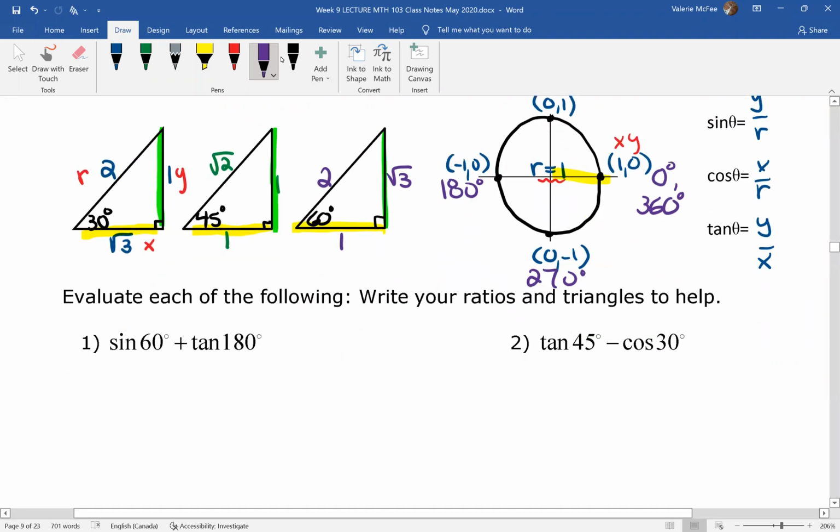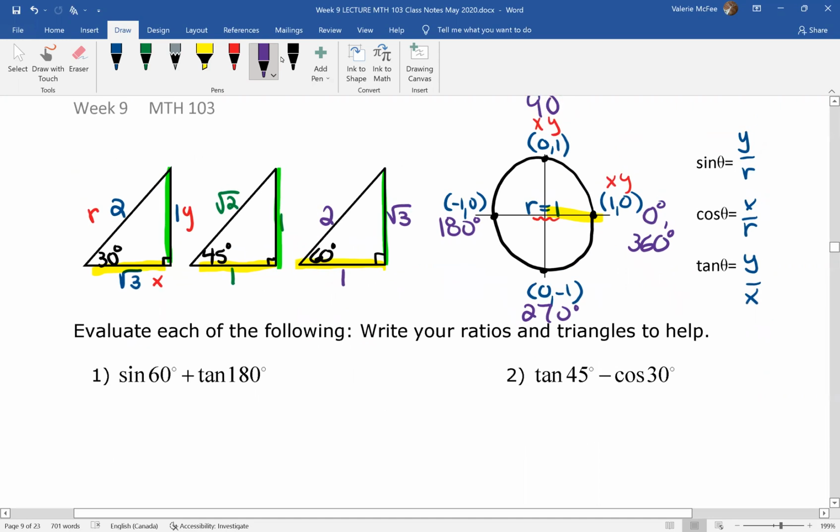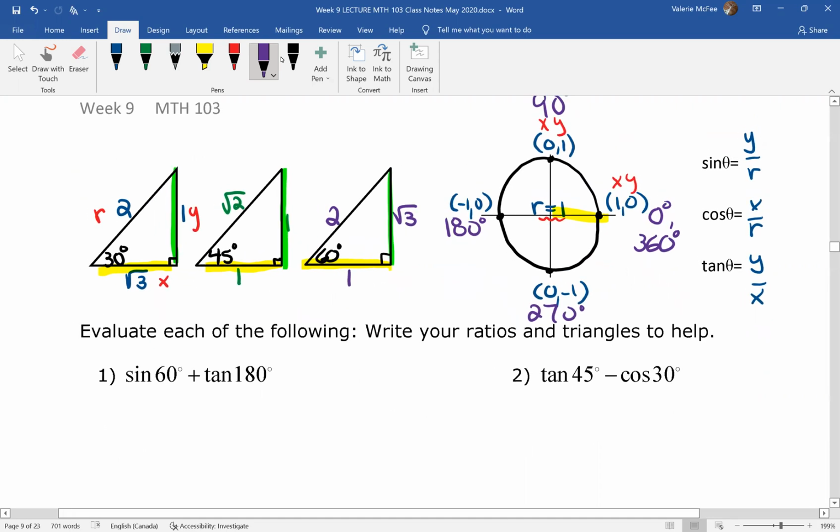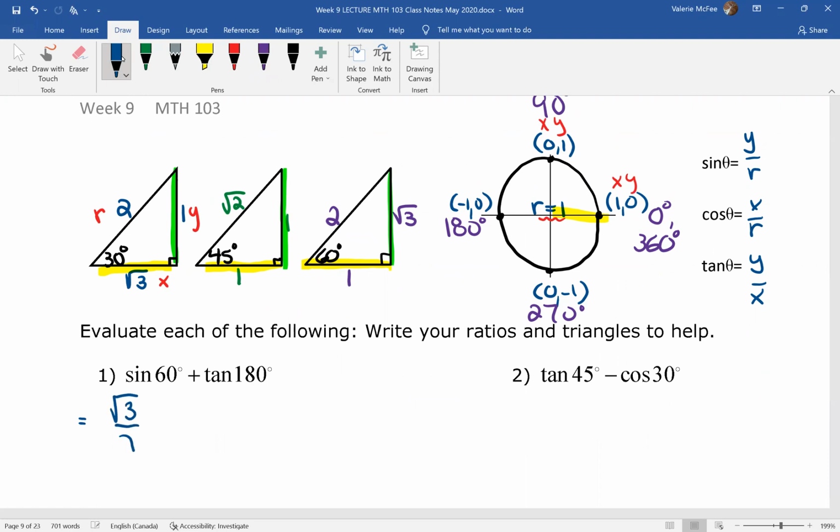So if we look at question 1, we're asked for the sine of 60 degrees plus the tangent of 180 degrees. Well, if I look up top, I can see my 60-degree triangle, and I see that sine is y over r. Y is root 3, r is 2, using the 60-degree triangle.